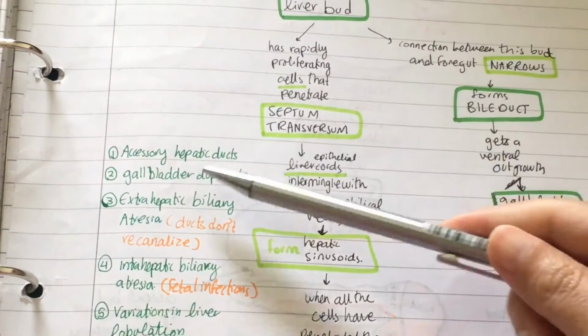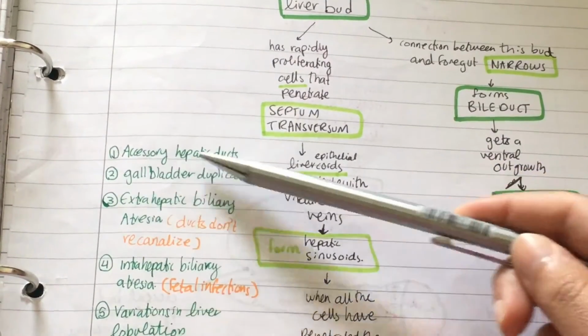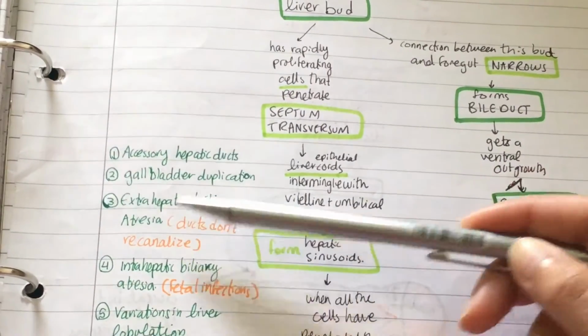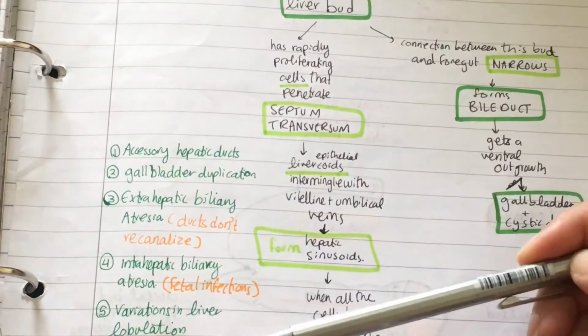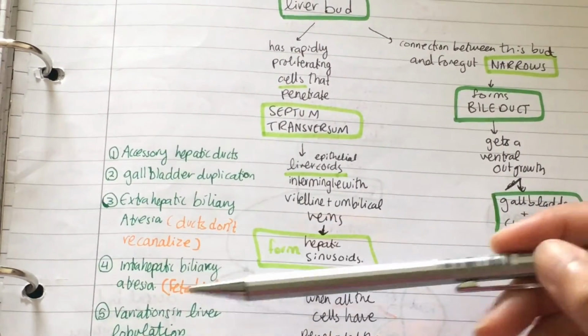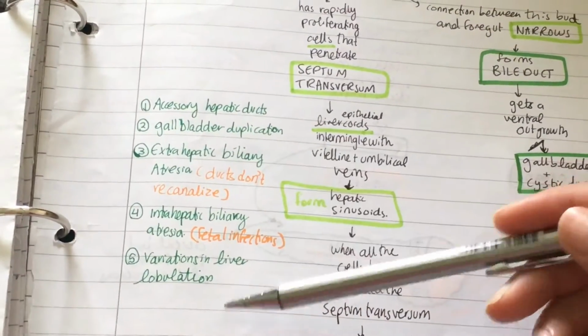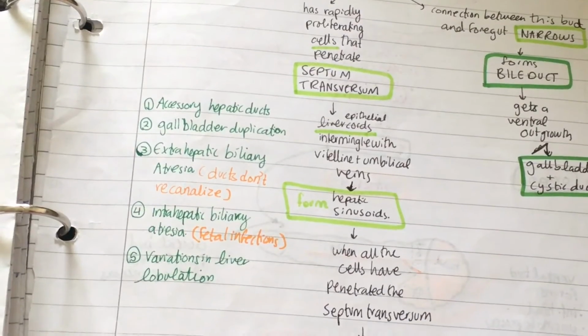Number one is the formation of accessory hepatic ducts. You have gallbladder duplication. You have extrahepatic biliary atresia, so the ducts don't recanalize. You have intrahepatic biliary atresia, so this leads to fetal infections, and we have variations in liver lobulation. Now let's move on to the pancreas.